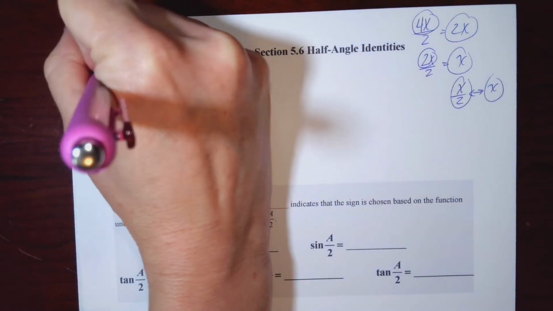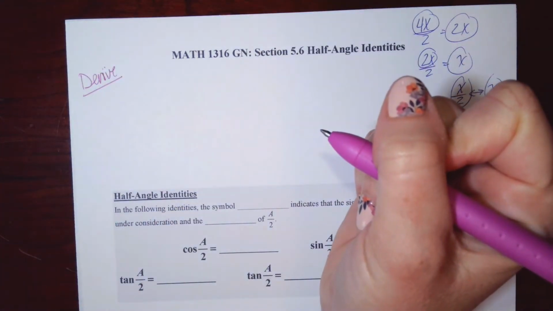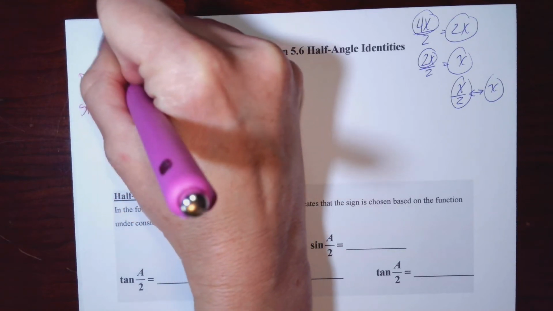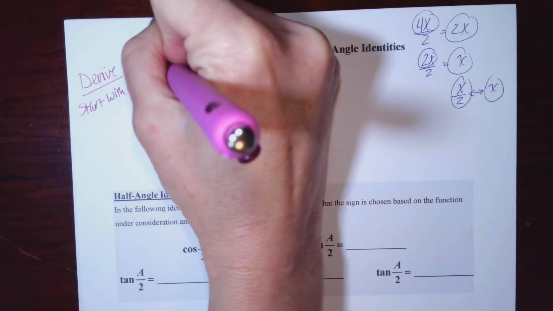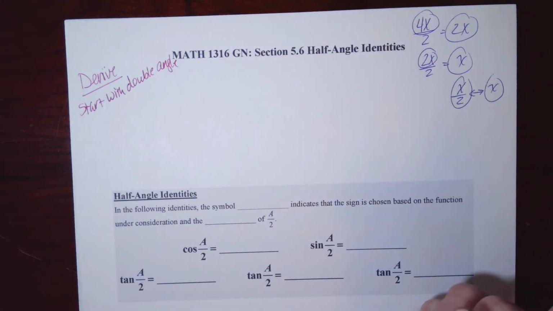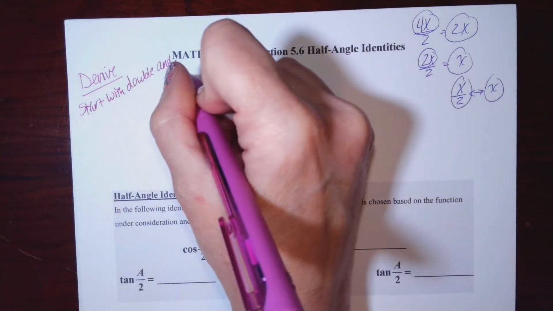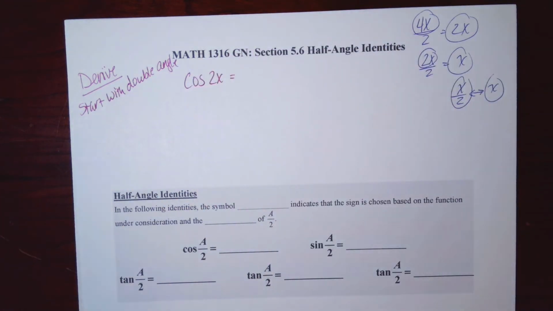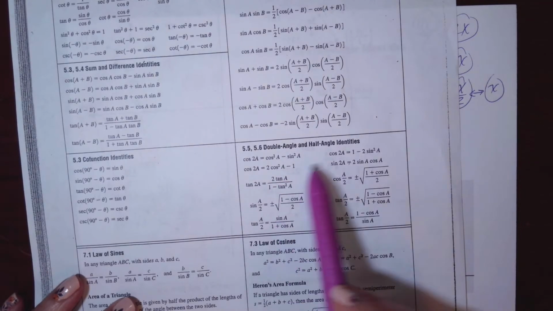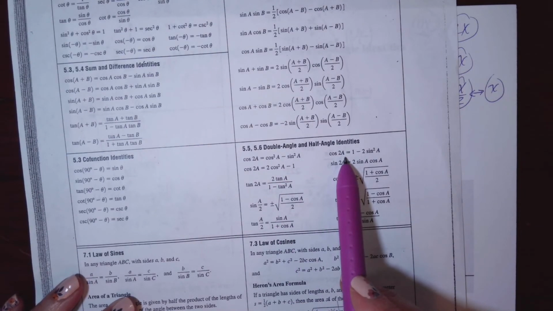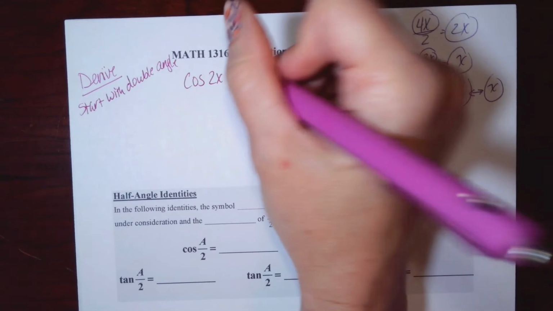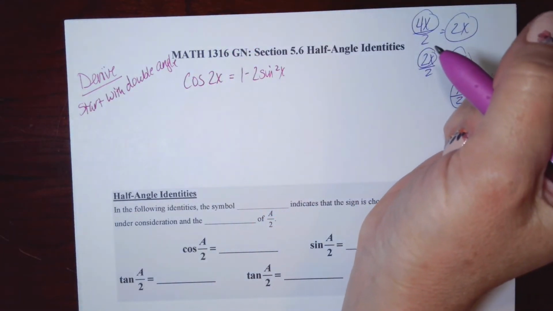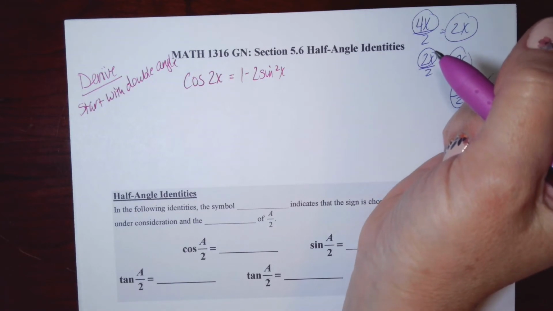We're going to derive one of our half angle identities, and to derive that we're going to start with one of our double angle identities. Let's start with cosine of 2x. Well, when I go look at my double angle identities, I see that I have three different options for double angle cosine. We're going to start with 1 minus 2 sine squared x. That's the one we're going to pick to use to derive our half angle identity.